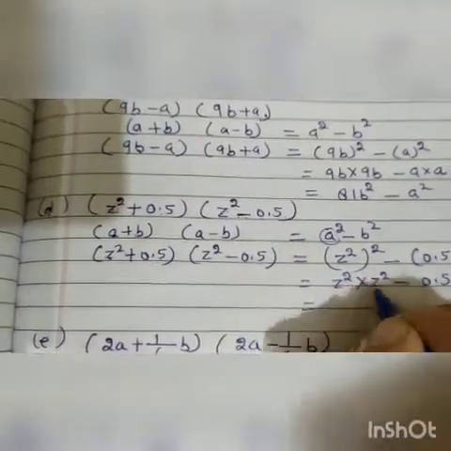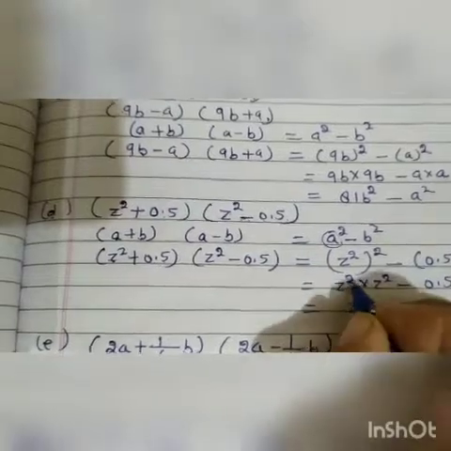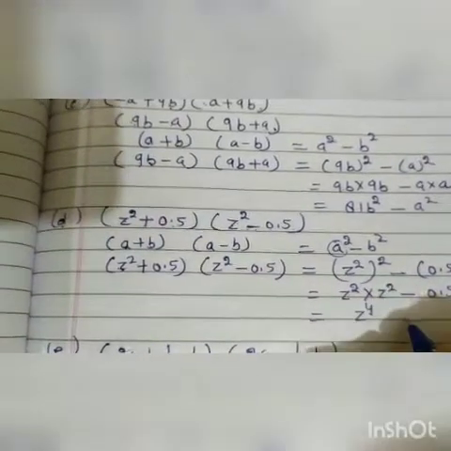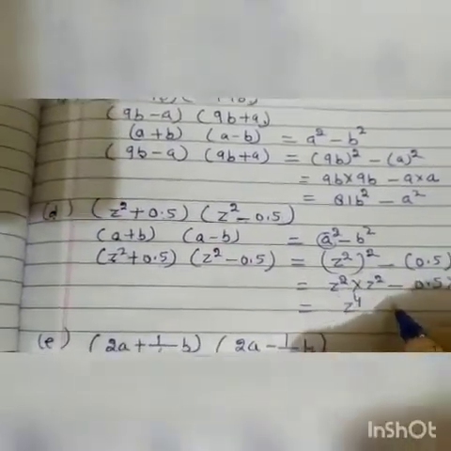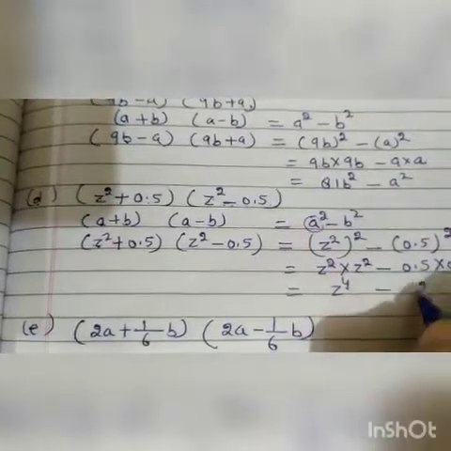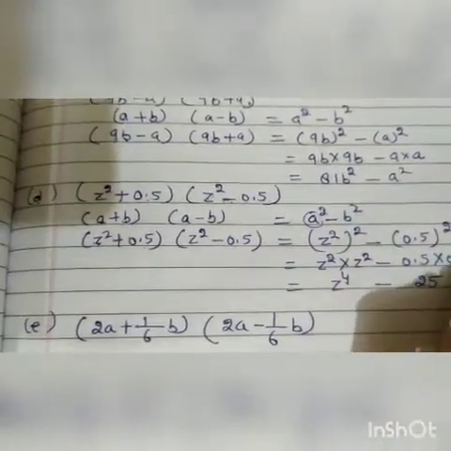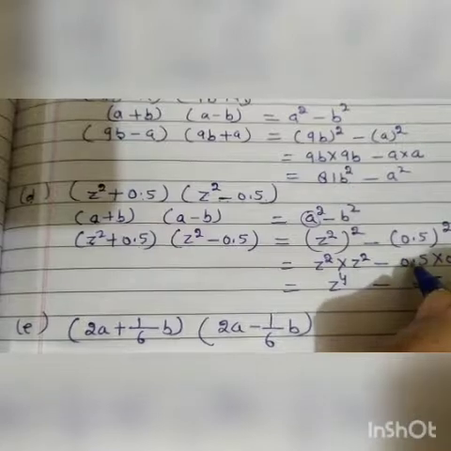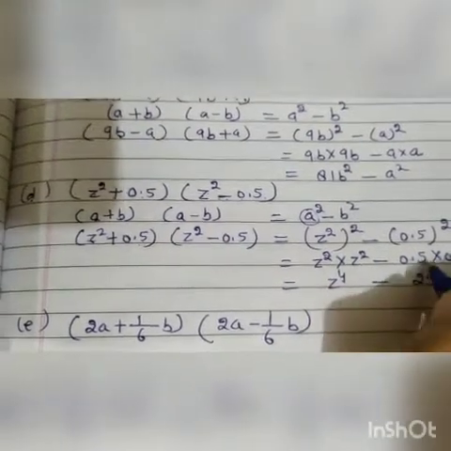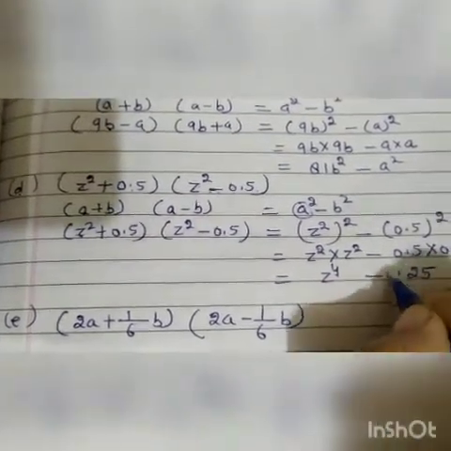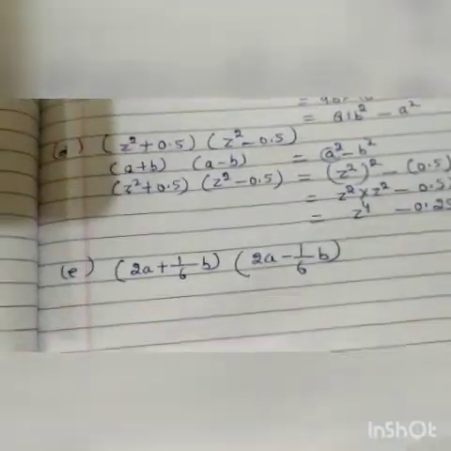Now z square into z square means z power 4. Powers are added, not multiplied. Minus 5 fives are 25. Before the decimal there is one digit, and here also one digit, so 1 plus 1, total digits 2. It is 0.25.